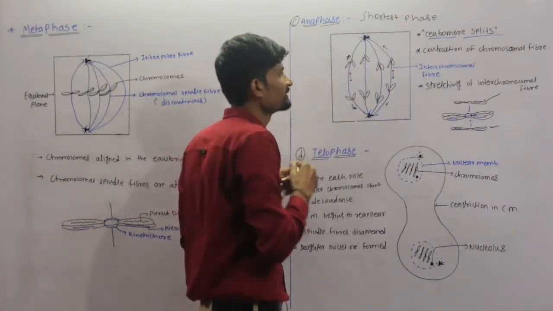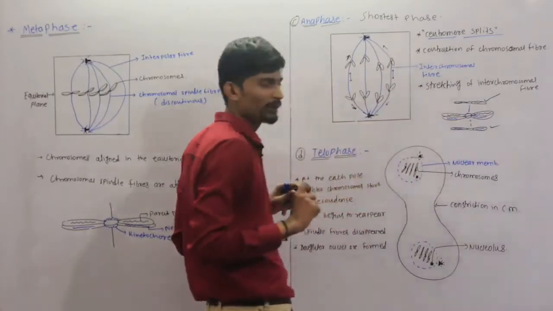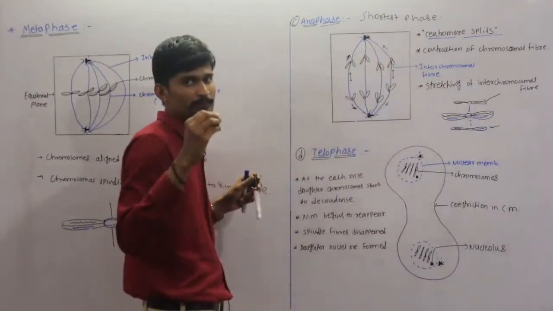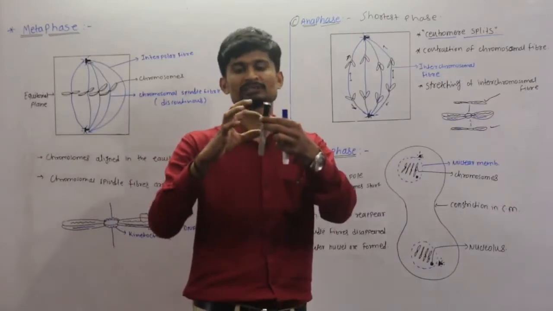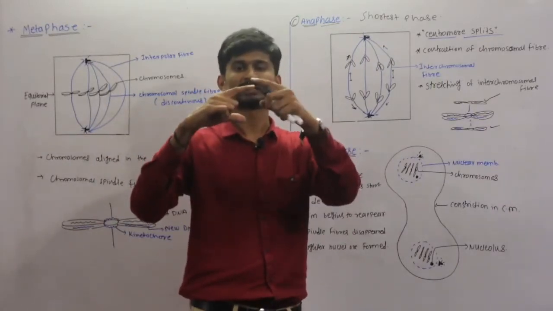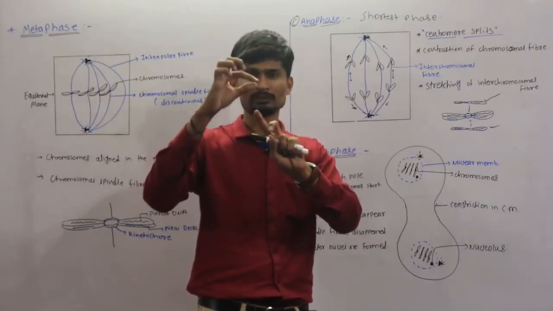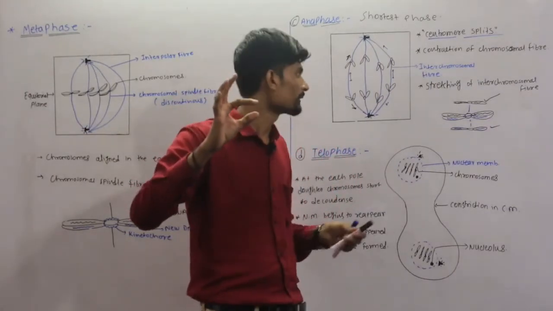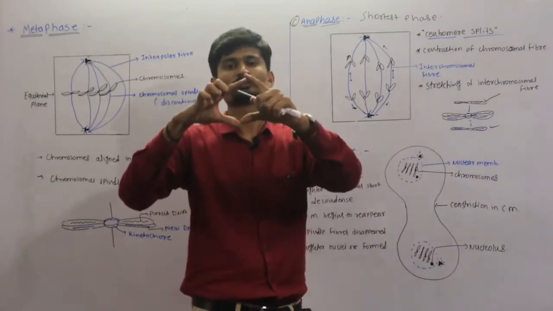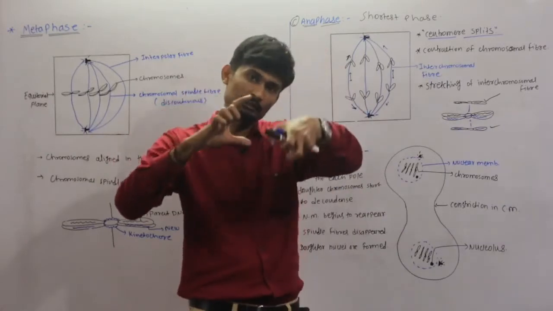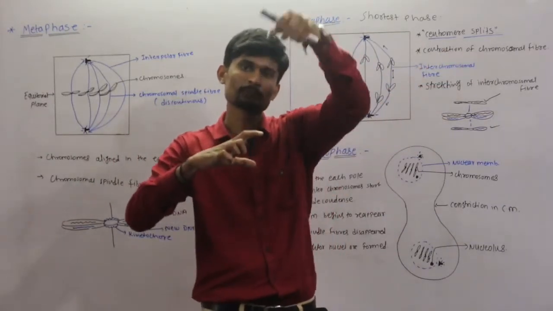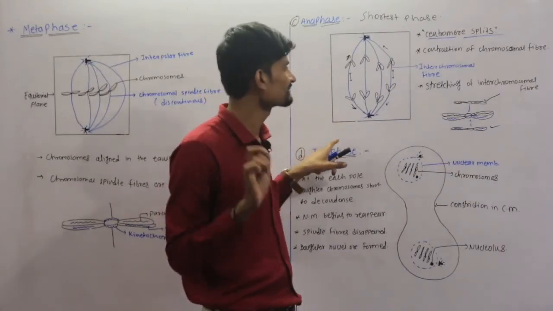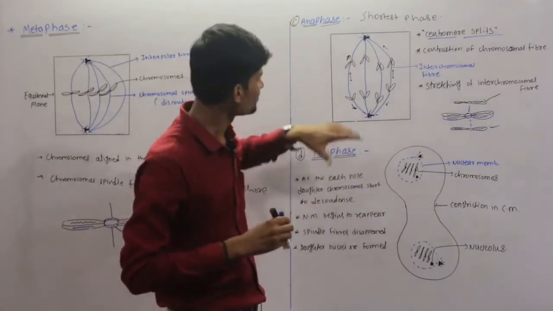And the second one is the stretching of the interchromosomal fiber. Due to the stretching, it pushes the chromosomes towards their respective, opposite poles. Suppose at this point there is a chromosome, and at this point there is a chromosome, and in between these two there is an interchromosomal fiber. As this interchromosomal fiber stretches, it pushes the chromosomes towards the opposite poles. Also, the contraction of the chromosomal fiber pulls the chromosomes towards the opposite poles. So these forces are responsible for the movement of chromosomes during the anaphase.